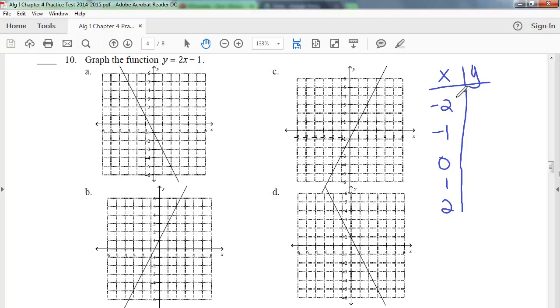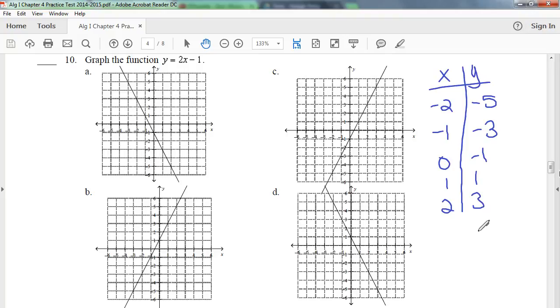So 2 times -2 is -4, minus another 1 is -5. 2 times -1 is -2, minus another 1 is -3. 2 times 0 is 0, minus 1 is -1. 2 times 1 is 2, minus 1 is 1. And 2 times 2 is 4, minus 1 is 3.